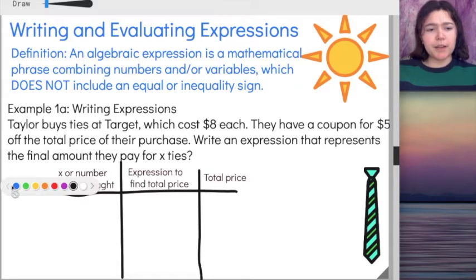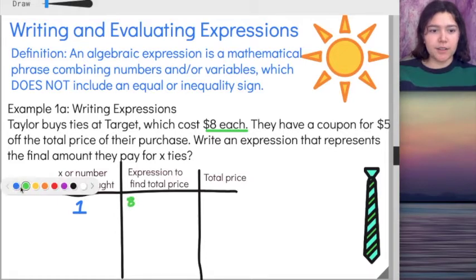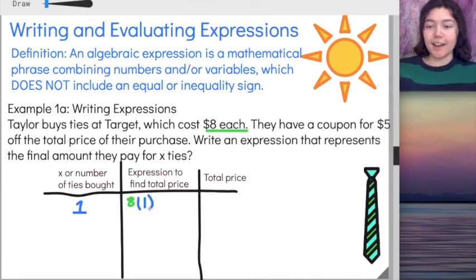All right, so let me pick a number. Let's say that Taylor buys 1 tie. That's a good, easy one to start. Now we need to figure out, if Taylor bought 1 tie and they have a coupon that's $5 off, how much do they pay overall? Well, how much does each tie cost? Each tie costs $8 right here. So it's going to be $8, and I'm going to need to multiply that by the 1 tie that I bought.